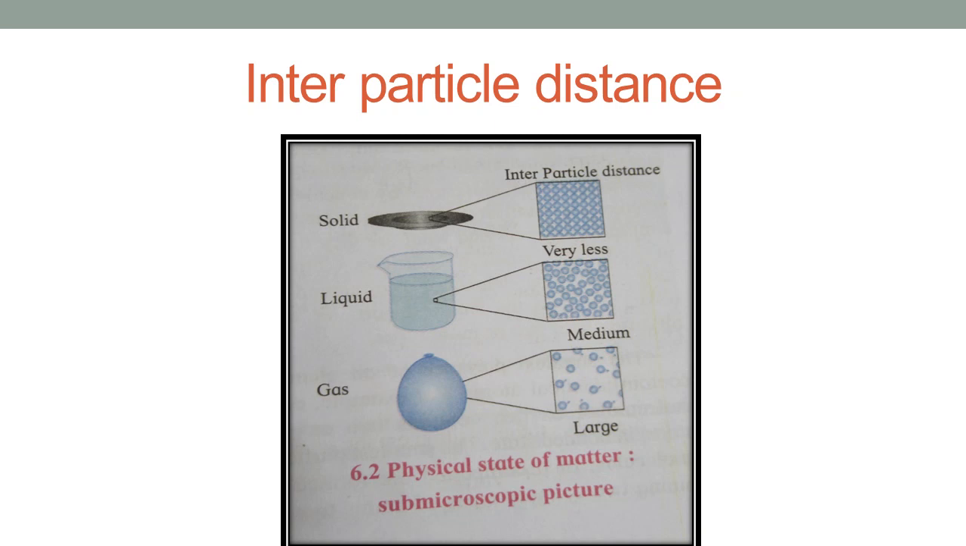Now, students, in this diagram, you can see the interparticle distance in the solid is very less. That means solid particles are very compact. They are arranged very close to each other, and liquid particles are a little far away from each other. But in gaseous, you can observe that the particles of gas are very far away from each other.